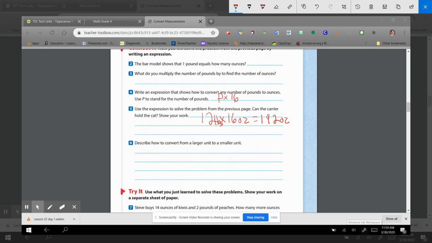Describe how to convert a larger unit into a smaller unit. Go ahead, pause now, and write down what you believe. Okay, you should have written down something along the lines of: multiply the number of larger units by the number of smaller units there are in each one of the larger units. So you'd multiply the number of larger units, which in this case is pounds. Pounds are larger than ounces because 1 pound equals 16 ounces. So you multiply pounds times the ounces to get the total.